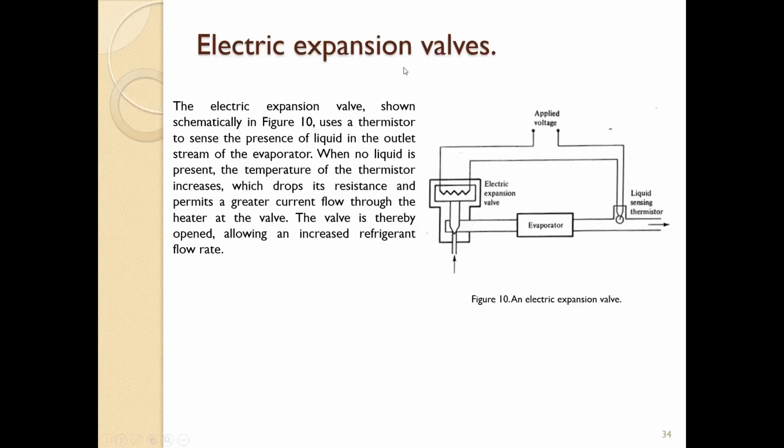Now, electric expansion valve. The electric expansion valve is shown schematically in figure 10. So, this is the electric expansion valve. There is voltage. Then, this is its sensor. So, a flow sensor. It uses a thermistor to sense the presence of liquid in the outlet stream of the evaporator. When no liquid is present, the temperature of the thermistor increases, which drops its resistance and permits a greater current flow through the heater at the valve. The valve thereby opens, allowing an increased refrigerant flow. That is electronics, electrical.